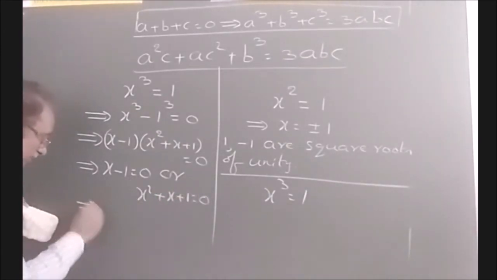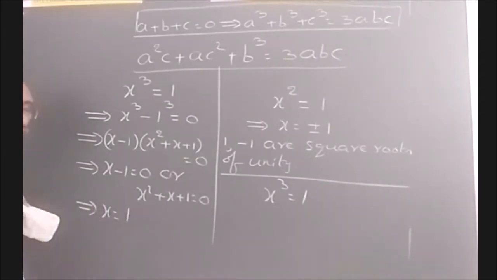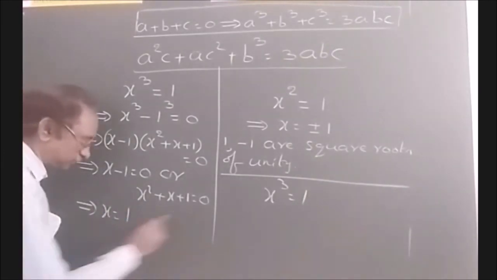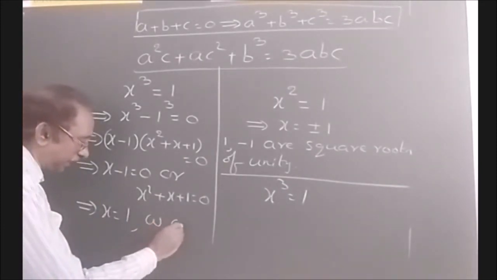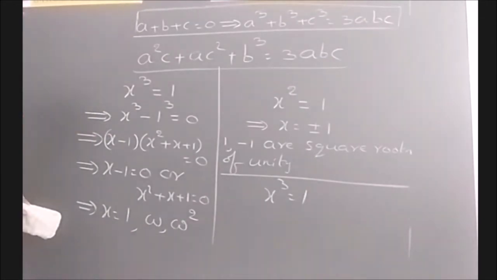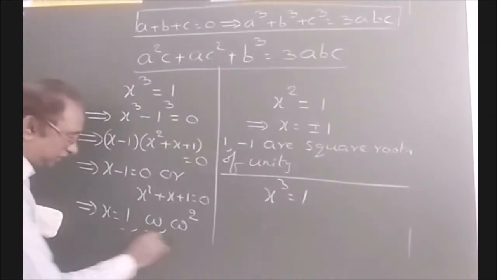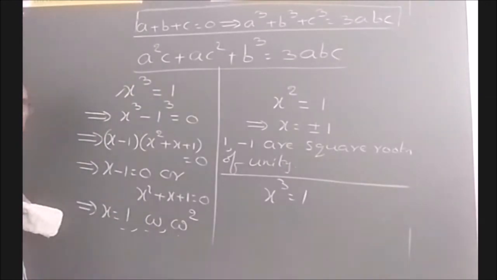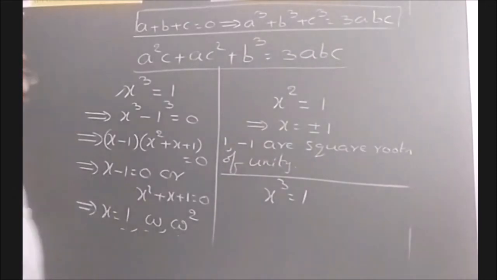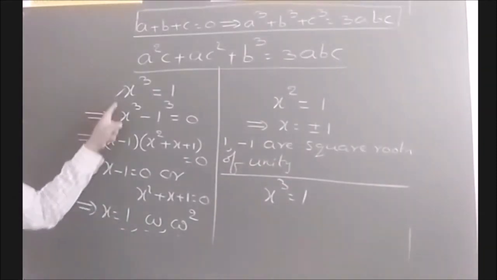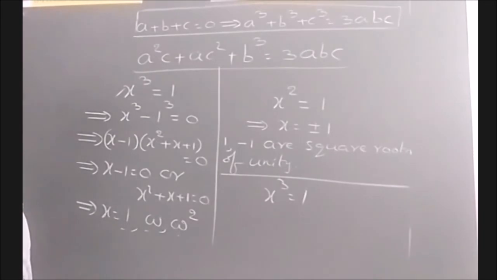x minus 1 is equal to 0 means x is equal to 1. x square plus x plus 1 is equal to 0 is a quadratic equation whose roots are denoted by omega and omega square. So these three are the cube roots of unity. So what are these omega and omega square? Let us see that here. First you write this: 1 comma minus 1 are square roots of unity. And from this equation, we can observe that 1, omega, omega square are cube roots of unity.